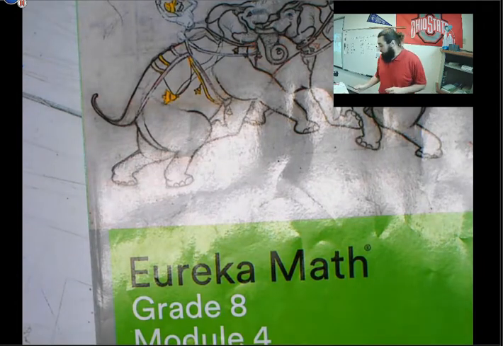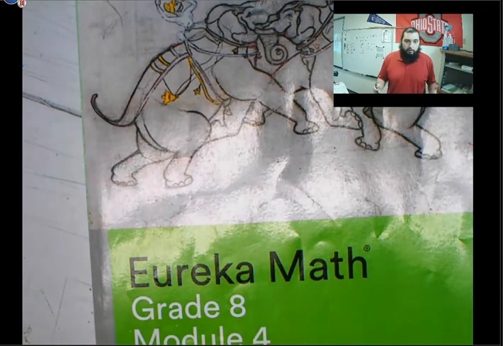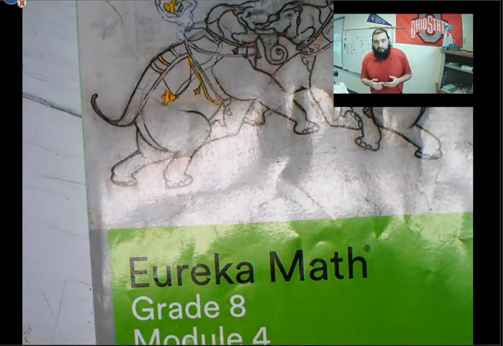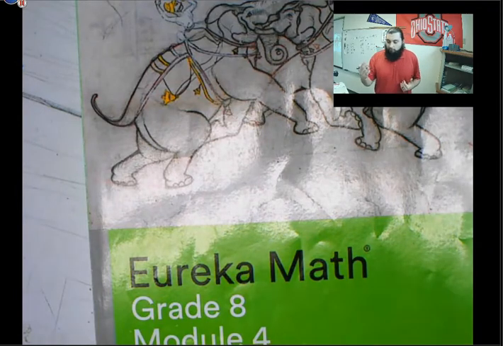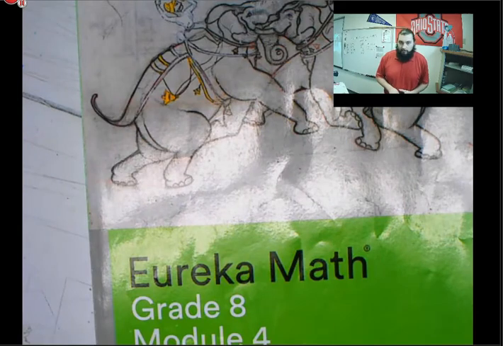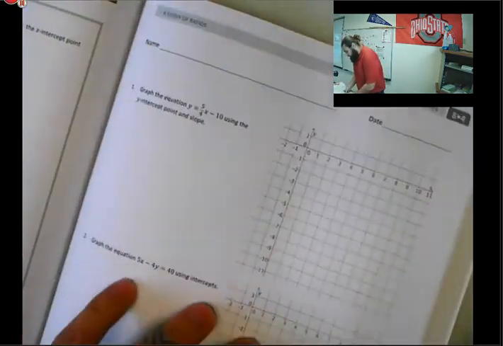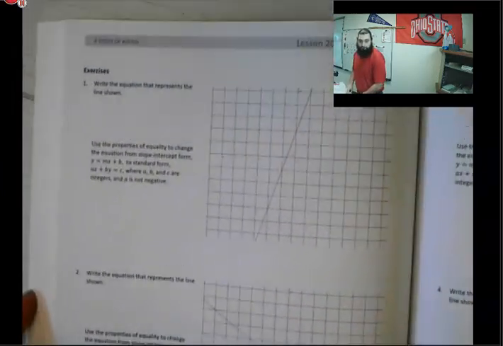We're going to be in Module 4, as always. So we're just going to dive right in. What we're looking to do today is really to get a clean understanding of how we are looking at lines and how we are looking at the equations that these lines create, and vice versa. So we're going to be in Lesson 20 on page 242.